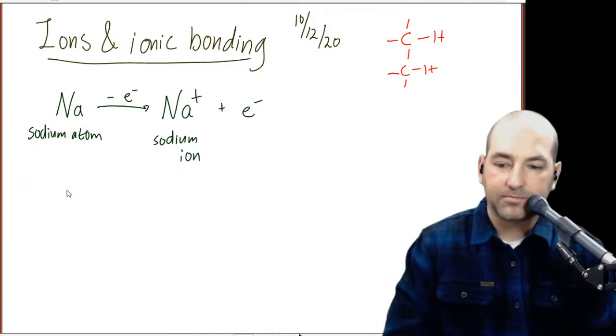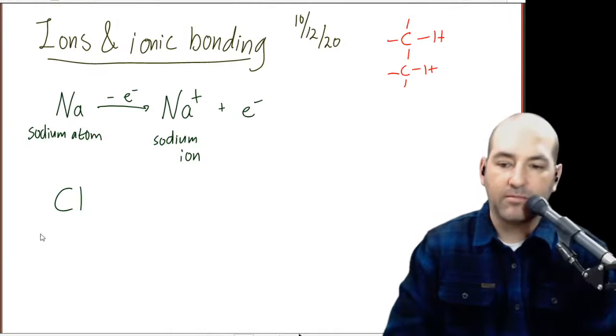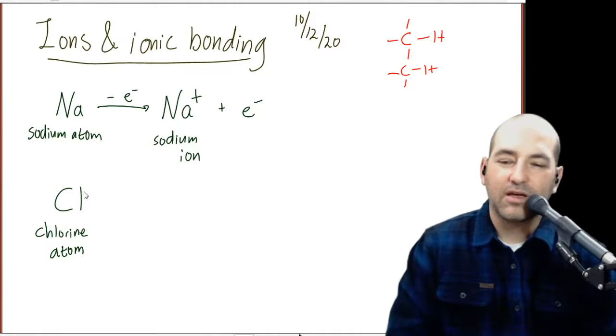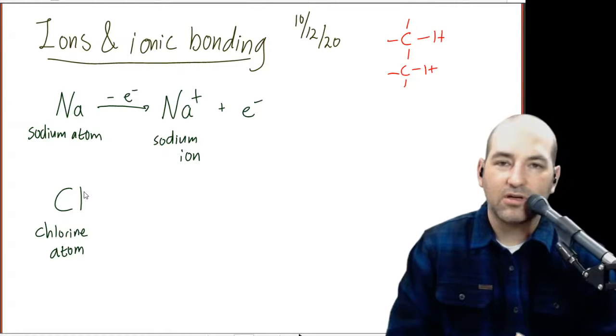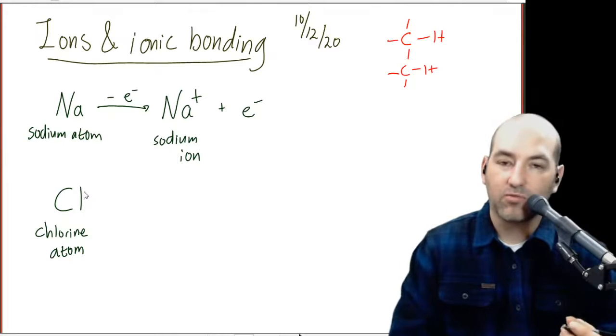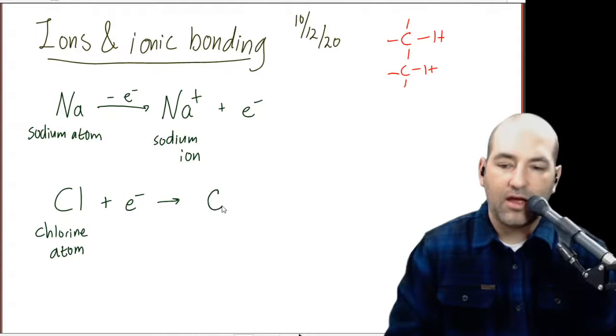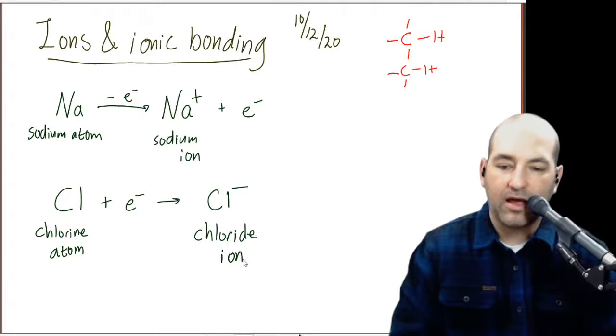On the other side, we could take something like a chlorine atom. Chlorine doesn't really exist much in just its atomic form. It's usually known as a diatomic molecule, so Cl2 is chlorine gas. And chlorine gas is a poisonous, really nasty gas. But that's the elemental form of chlorine. And chlorine doesn't lose electrons like sodium. Chlorine gains electrons. So chlorine can gain an electron and become Cl minus. And now we call that a chloride ion.